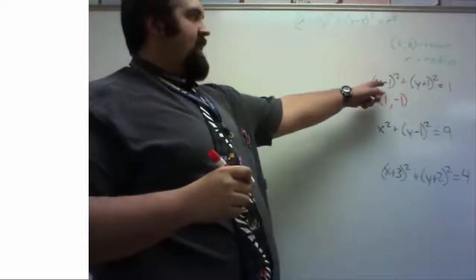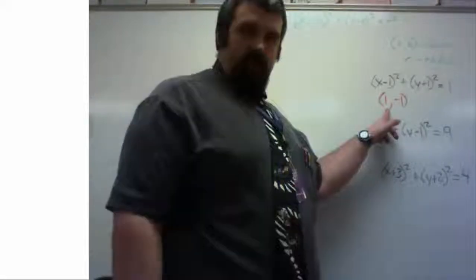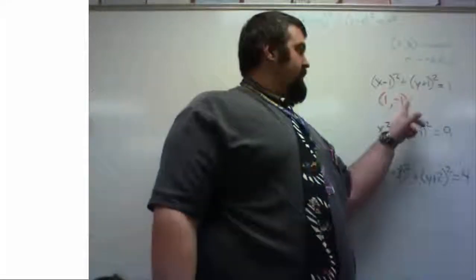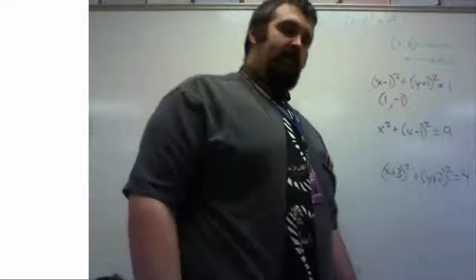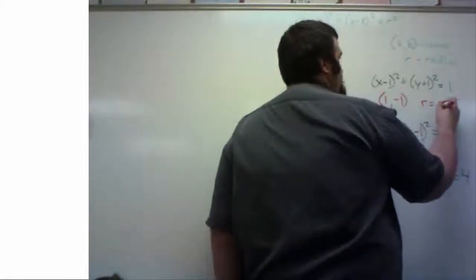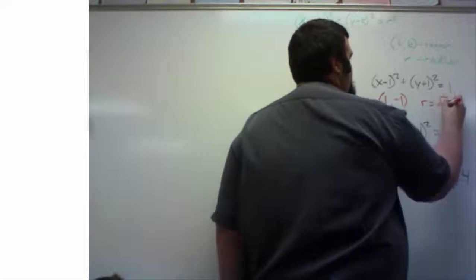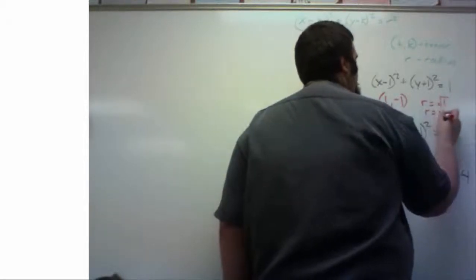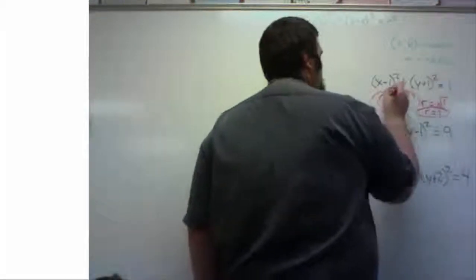So if it's x minus 1, 1 is the center for the x coordinate. If it's y plus 1, negative 1 is the center for the y coordinate. And the radius here is the square root of 1. Well, the square root of 1 is 1. So the radius, and that's my point I'm going to use.